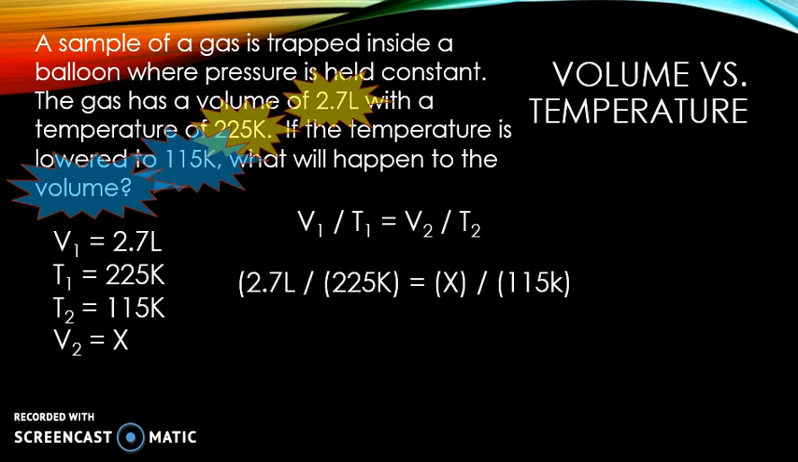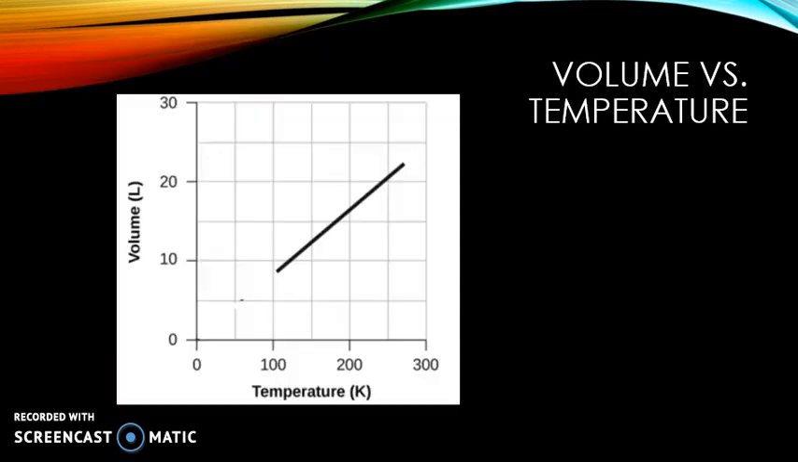Time to plug and chug into our formula and solve for X. In this case, I only see two significant figures as our minimum for all of the variables up above, and that means when I go to apply that to my final problem, I should only have a value of 1.4 liters. Well, let's take a look at that graph just one more time, just in case you missed it.